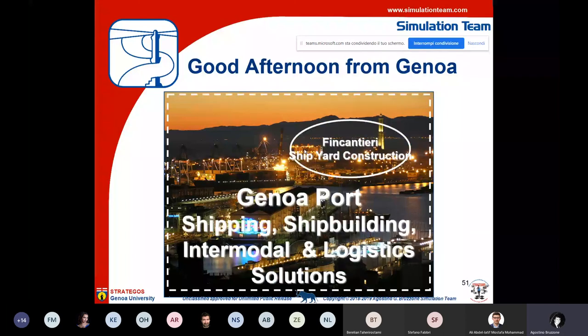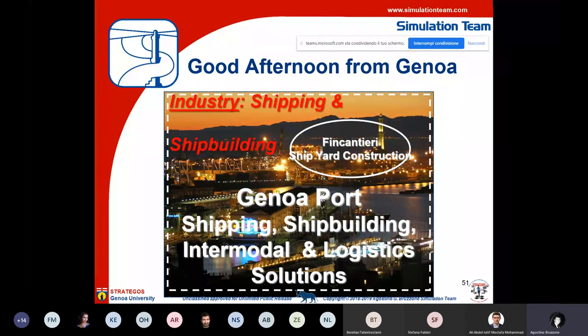Near to the port, there is the Fincantieri shipyard construction, which belongs to another industrial sector, shipbuilding, and in some way is related to shipping that ordered the ship. No? So you can see we have a port, logistics, shipping, shipbuilding, entertainment, all together. No?